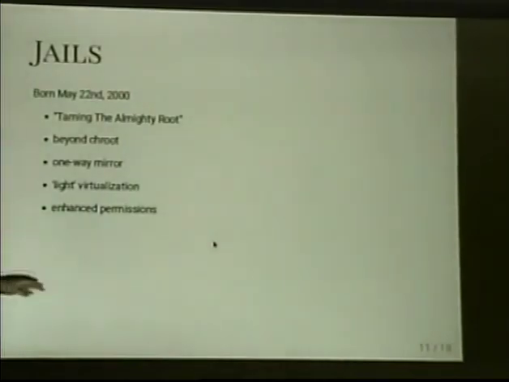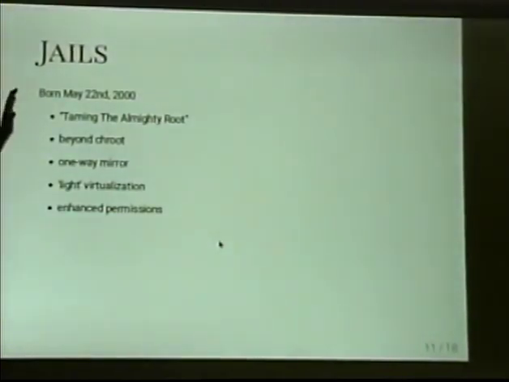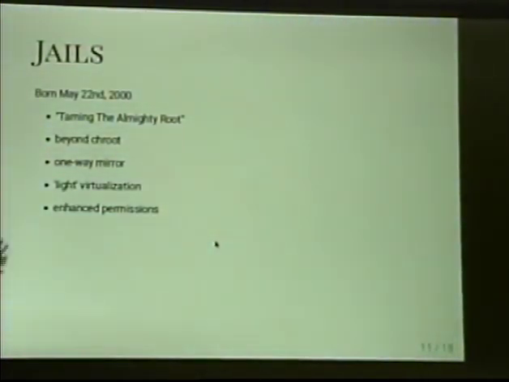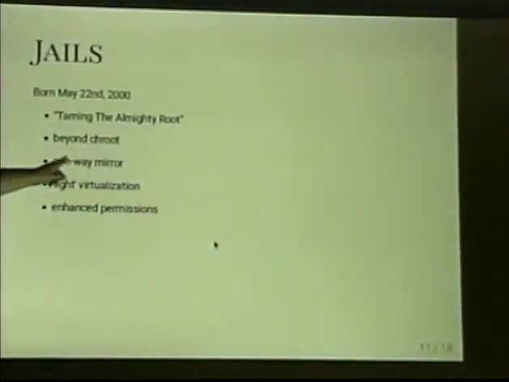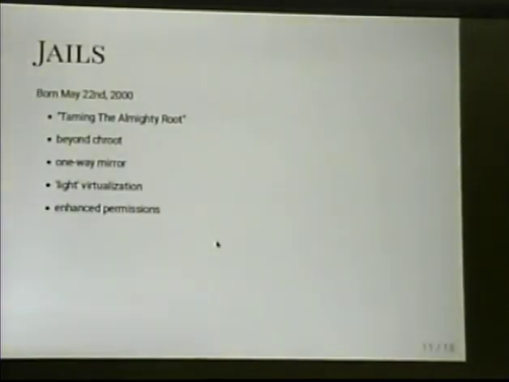So there's a really good paper you can find if you search SANE 2000 and Taming the Almighty Root for the original paper about jails. So how many of you are familiar with basic Unix file permissions? Okay. So jails is the idea of saying chroot is not good enough. We need a better system of managing permissions.